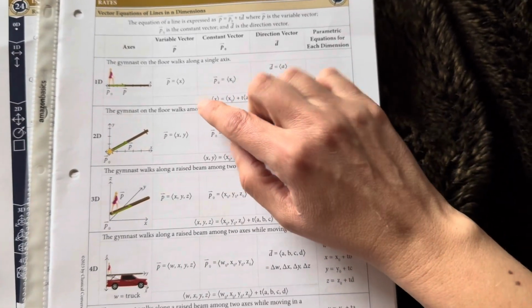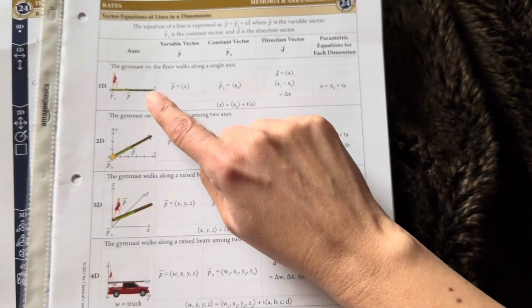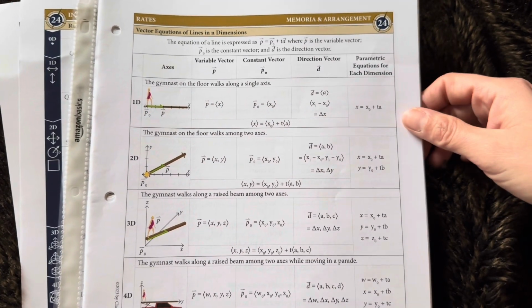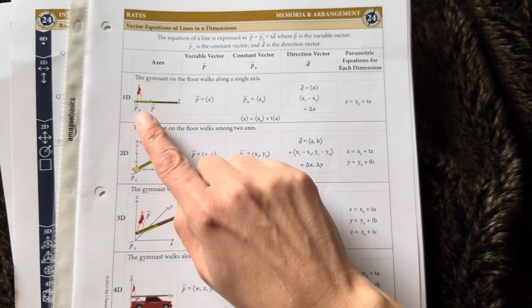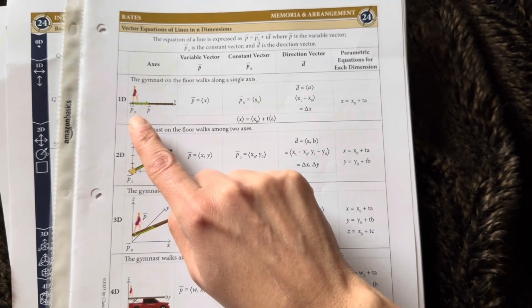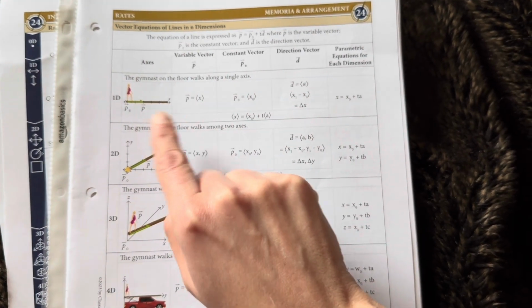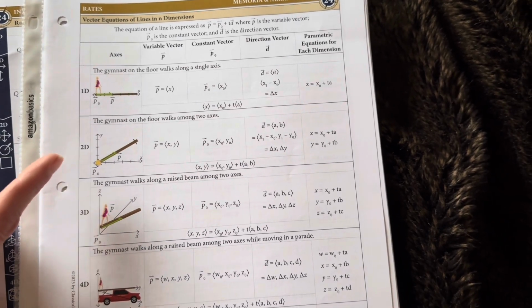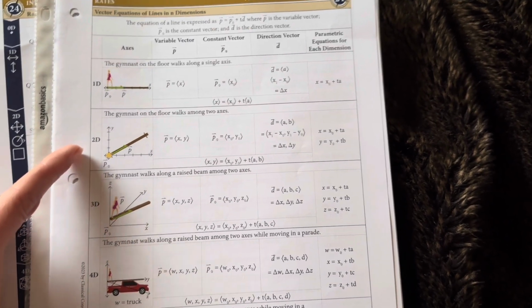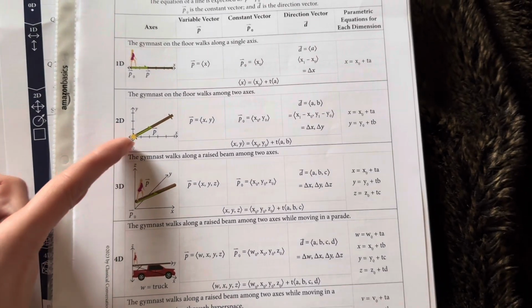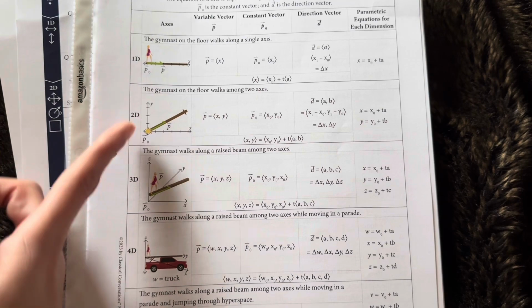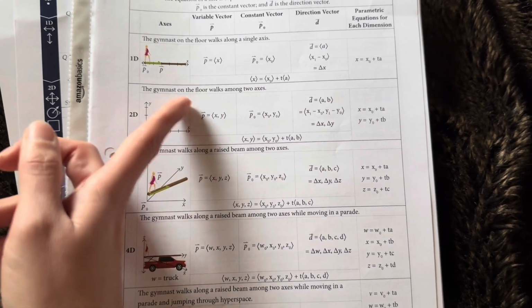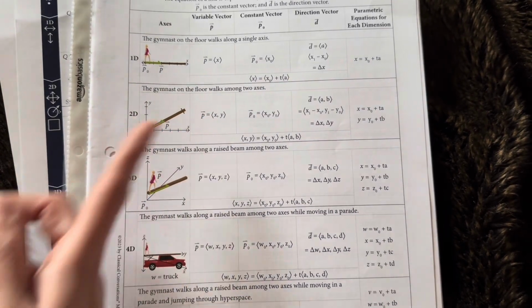I think the thing I'm probably going to point out on here is the image of the gymnast, because here she is on a single axis. So this is just like going along a number line, going along one dimension. Now, if you break it into 2-dimension, maybe this could almost be like the floor routine, where they could go in one direction on the X and one direction on the Y. So this is like when they're doing the floor routine.